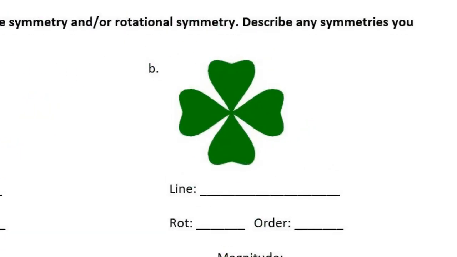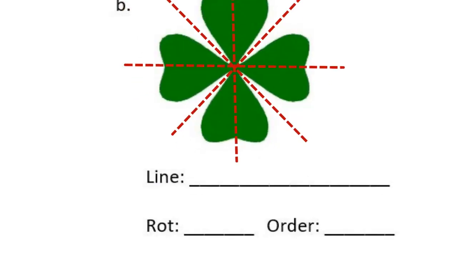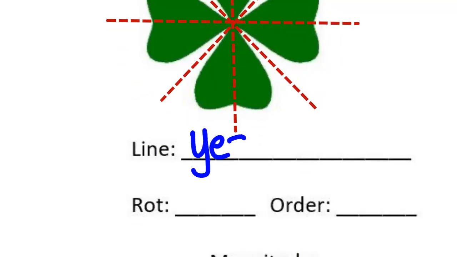What about the 4-leaf clover over here? Does it have line symmetry? Where could I draw a line to cut it in half? Yep, horizontal, vertical, diagonal both ways. Anywhere else? Nope. Those are the only ones that I can do. So yes, we have line symmetry. How many lines? 4 line symmetry.